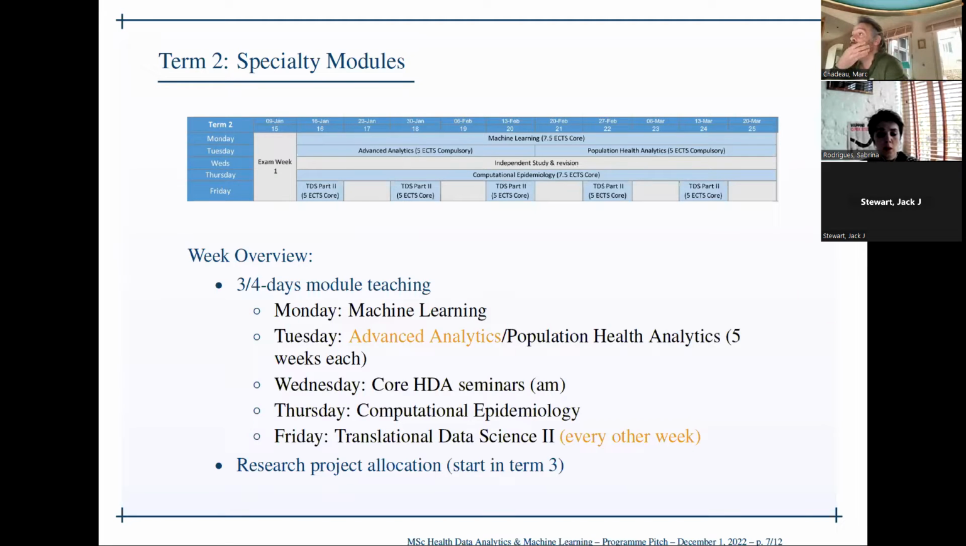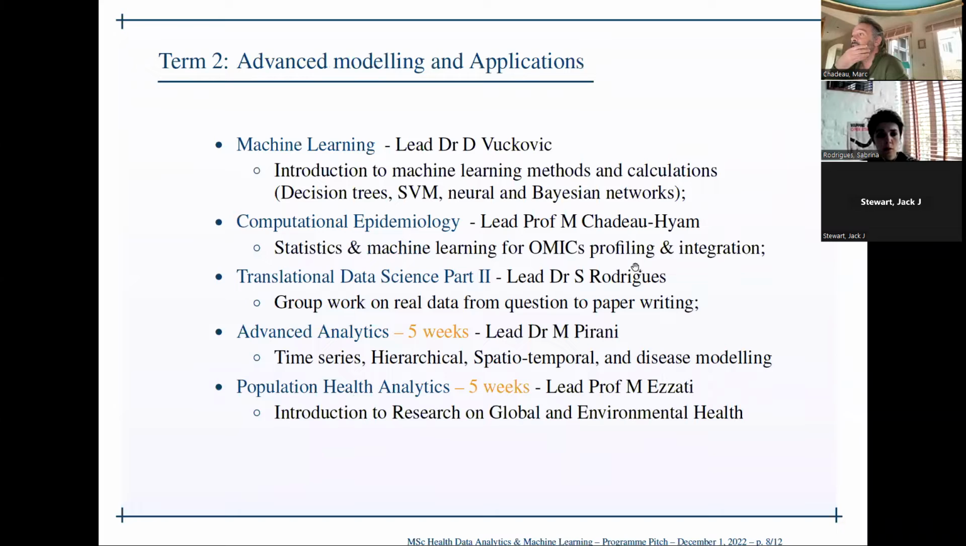Next slide, please. So I mentioned already the names of the modules. So these are more specialty modules, and that's the term 2, which we tend to call the more advanced or the specialty term, where basically you will learn more about machine learning. So that's a module that is led by Dragana Vukčović, where basically you're going to be introduced to most of machine learning algorithms and how they're implemented. So that includes decision trees, SVM, and pure prediction models, including neural and Bayesian networks.